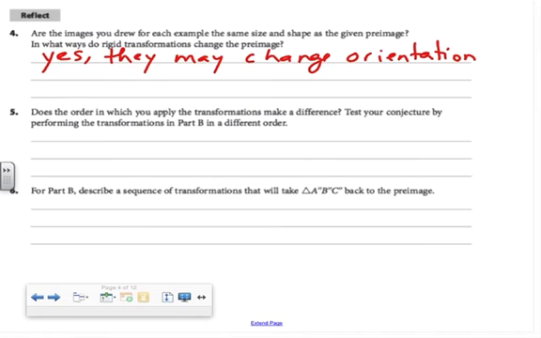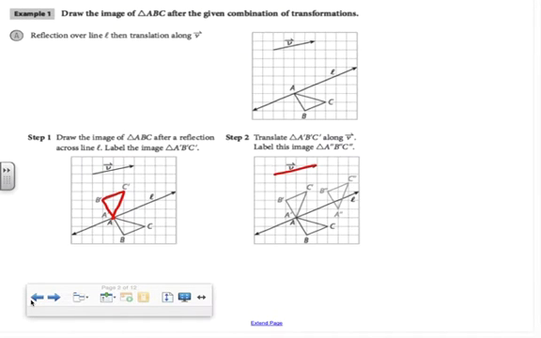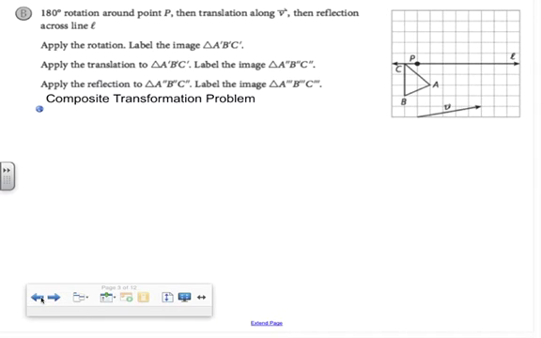All right, so in this part B, if I had done things in a different order, for example, if I had done my reflection first, then it would be here.